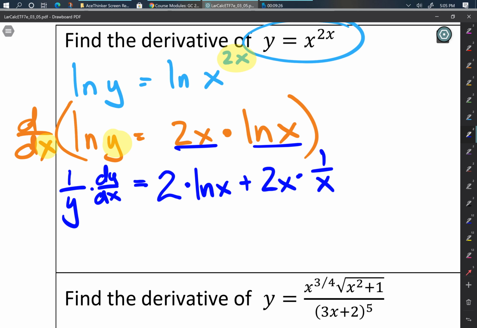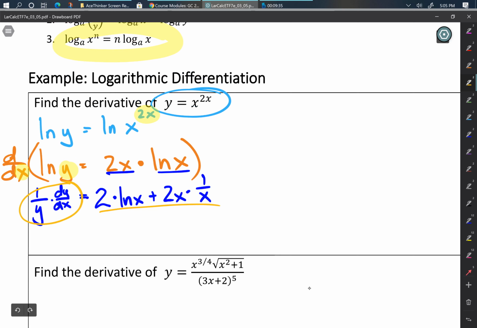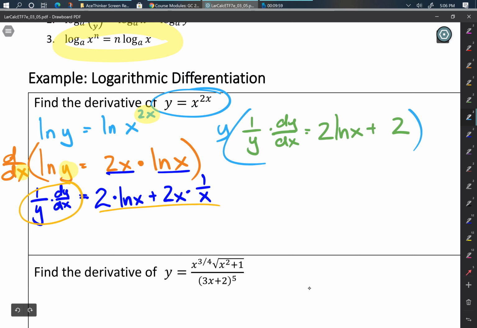Right? Because I only have one term that has a dy dx in it, and I could do a little bit of cleaning up over here, algebraically. So I'm going to go ahead and do that. Left-hand side, I have 1 over y times dy dx. Right-hand side, I have 2 natural log x plus 2x times 1 over x. They cancel, we just get 2. Now at this point, I'd be tempted to just multiply by y. And that would be correct. Multiply both sides of the equation by y to get rid of that. And that's going to give me then dy dx is equal to y times 2 natural log x plus 2.